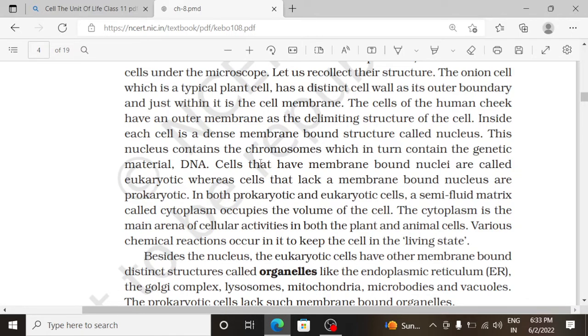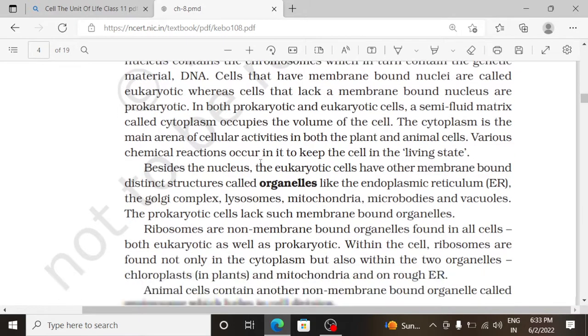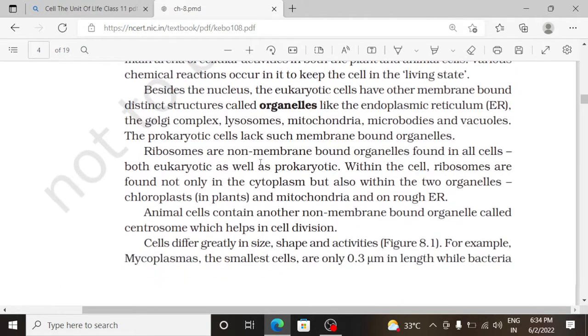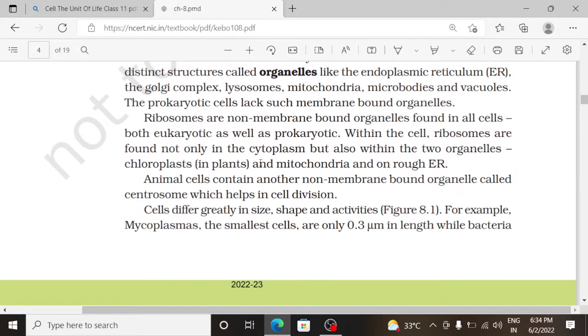In both prokaryotic and eukaryotic cells, a semi-fluid matrix called cytoplasm occupies the volume of the cell. The cytoplasm is the main arena of cellular activities in both the plant and animal cells. Various chemical reactions occur in it to keep the cell in the living state. Besides the nucleus, the eukaryotic cells have other membrane-bound distinct structures called organelles, like Endoplasmic Reticulum, the Golgi complex, Lysosomes, Mitochondria, Microbodies, and Vacuoles. The prokaryotic cells lack such membrane-bound organelles.